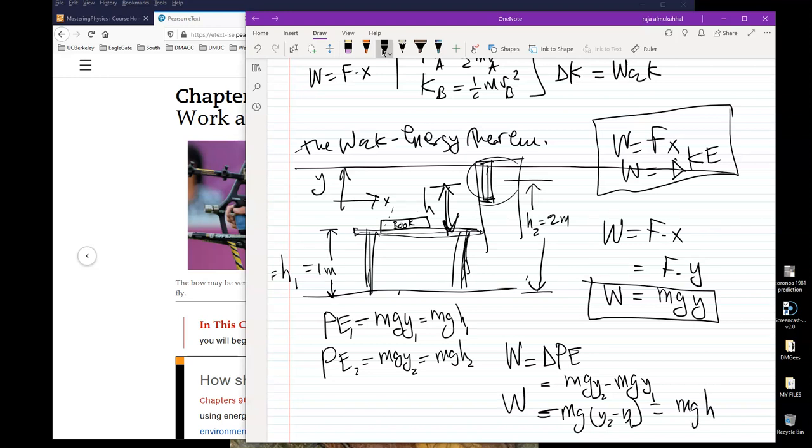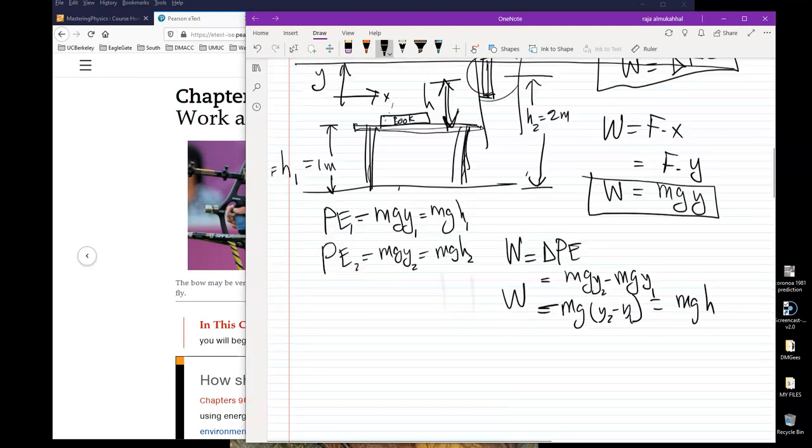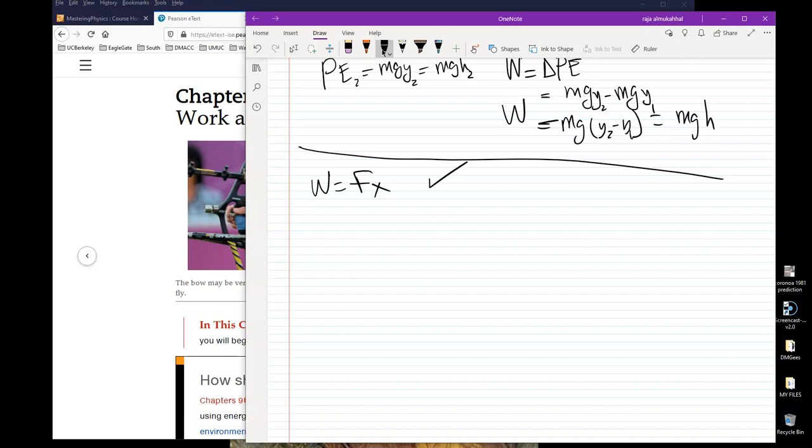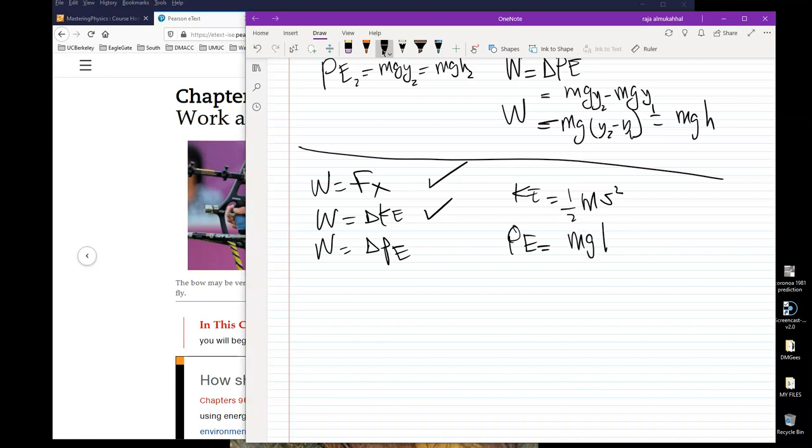So that's another way of seeing work. So now we have 3 different ways. Here they are. We have work is equal to Fx, again, in its simplest form. We have work is the difference in kinetic energy. And we have work is the difference in potential energy. Remember, kinetic energy, we have just derived it to be 1/2 mv squared. And the potential energy is mgh, okay?